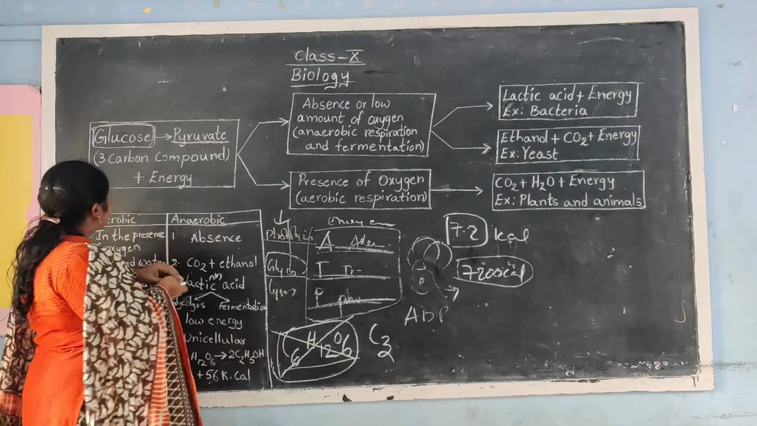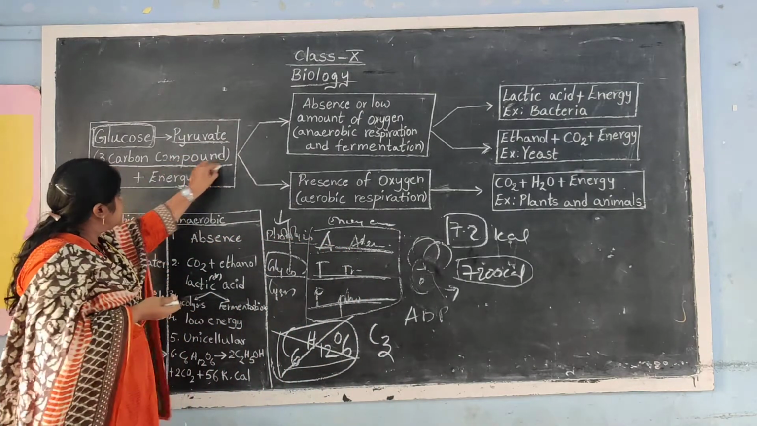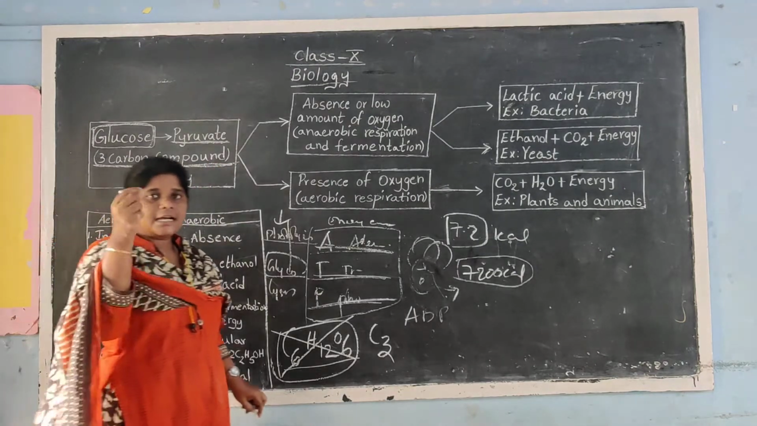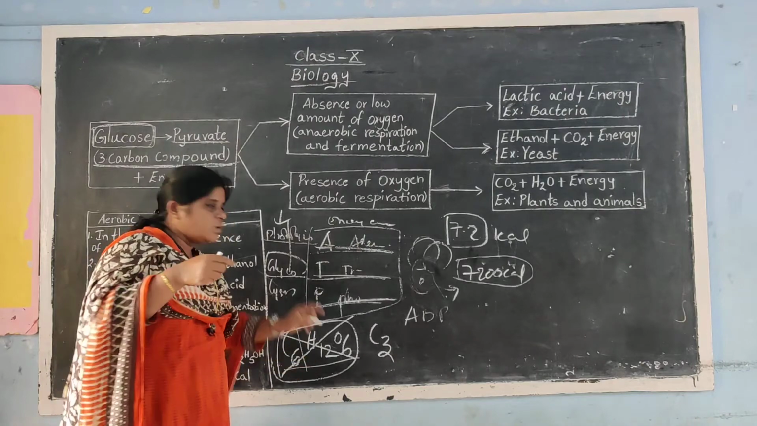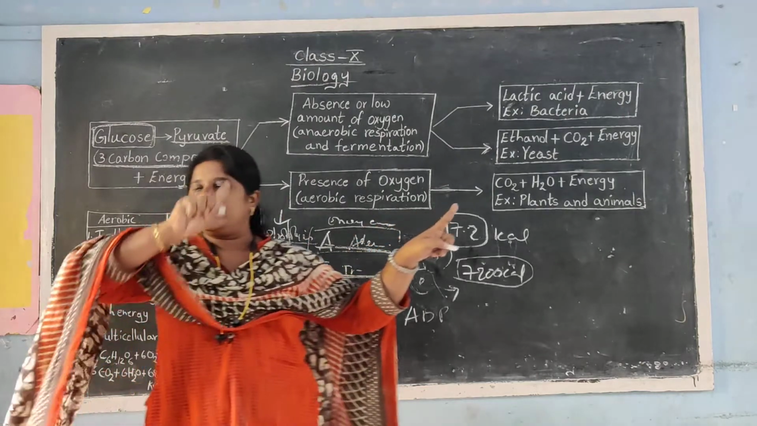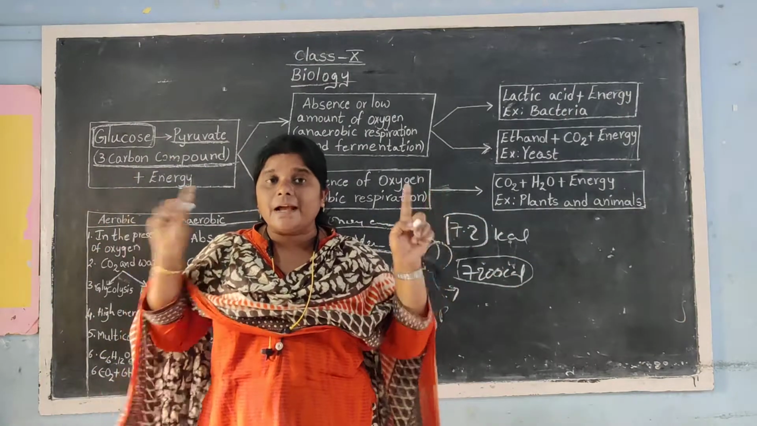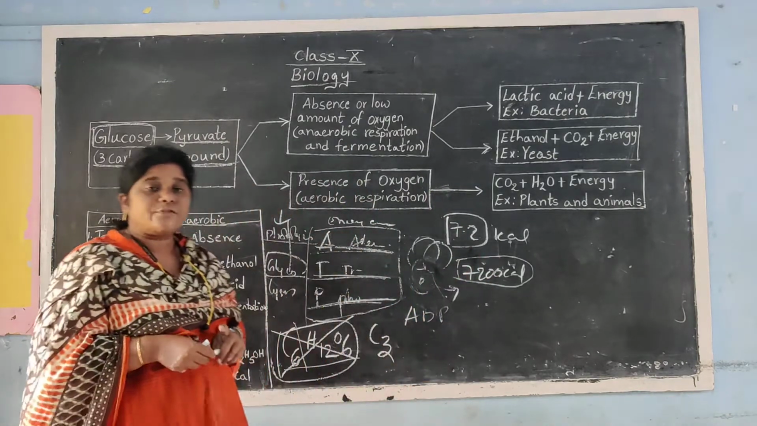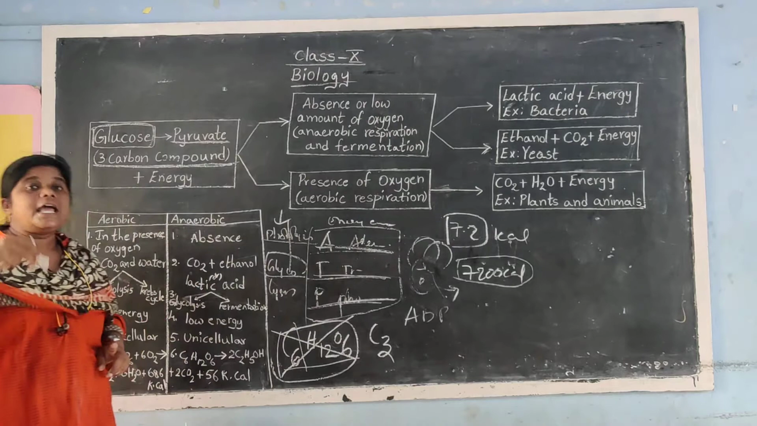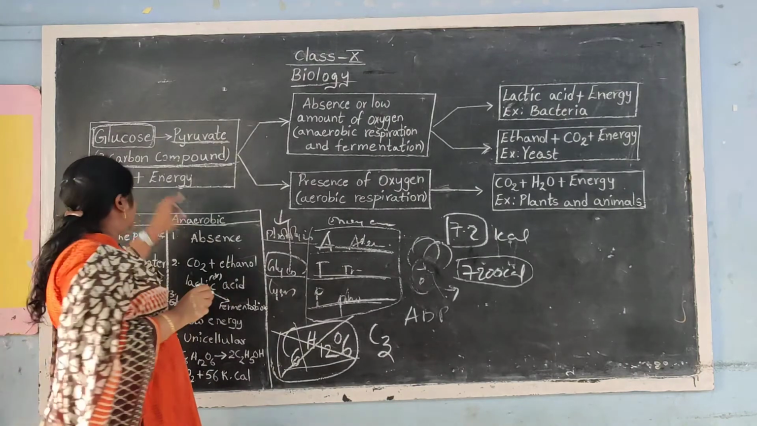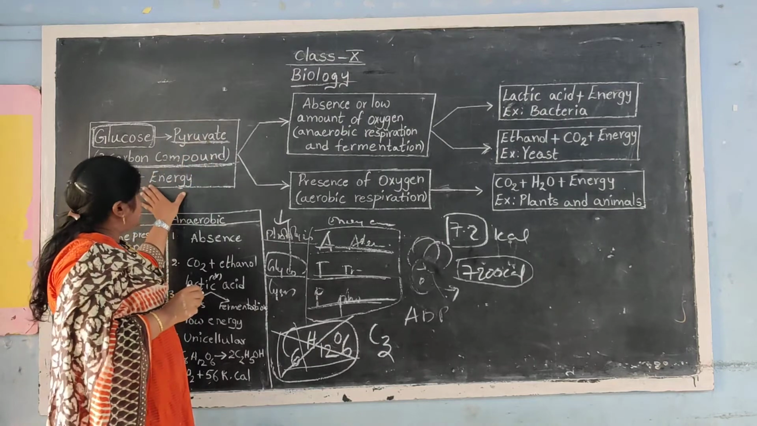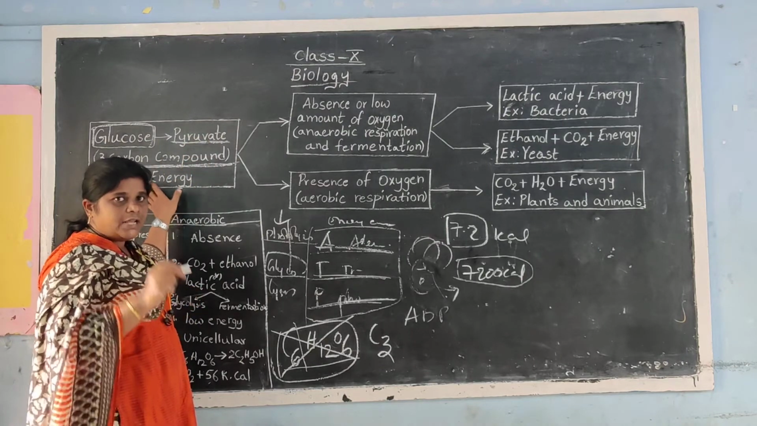So that is why in here I have mentioned to you that it is a 3 carbon compound. Pyruvate is a 3 carbon compound. This C6 will divide into 3 carbons this side, 3 carbons this side. This 3 carbon compound is called as what? Pyruvate. It is common for both aerobic respiration and anaerobic respiration. Now glucose is converted into pyruvate and it will give us energy.